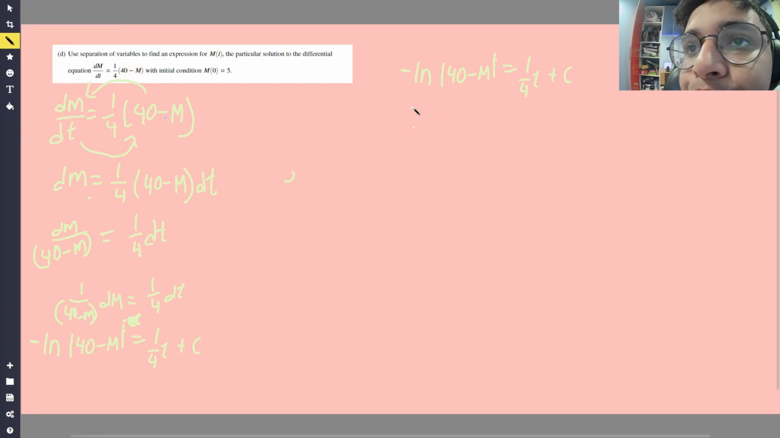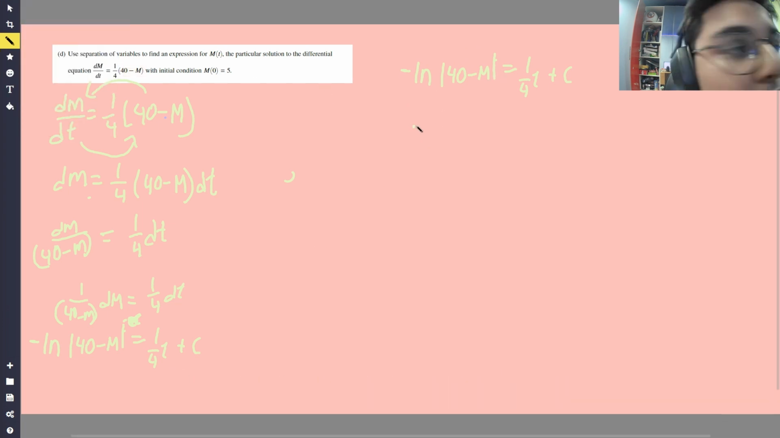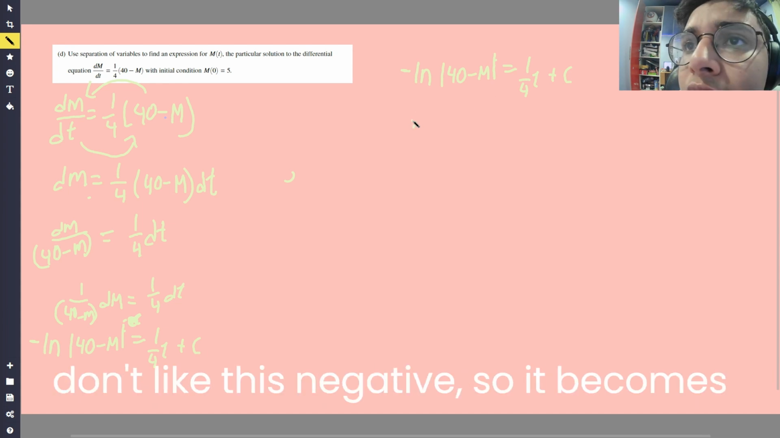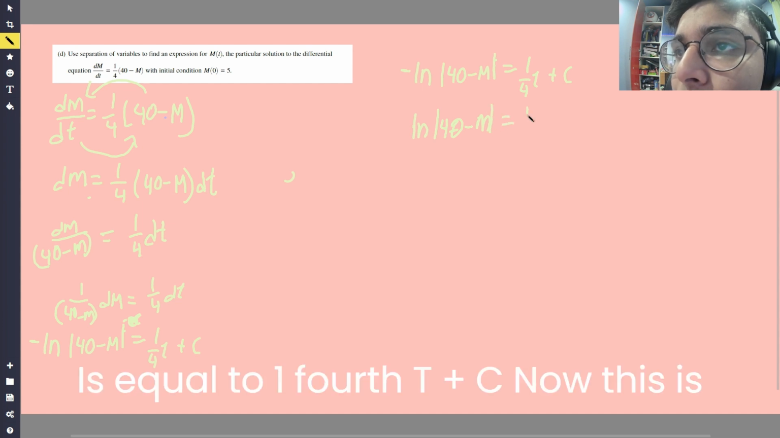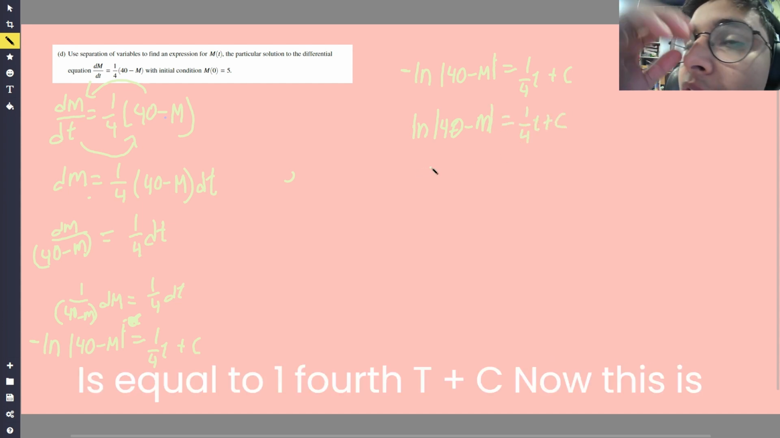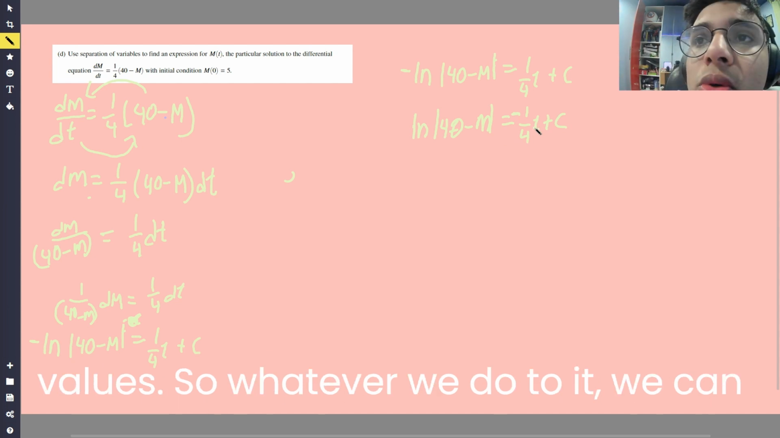Let's move this over here. Now what we can do is, first, let's move the negative over. I don't like this negative, so it becomes ln|40 - m| = -1/4 t + c. Now, this is negative, actually. This will technically be negative 2, but again, c is some arbitrary value, so whatever we do to it, we can still continue calling it c.